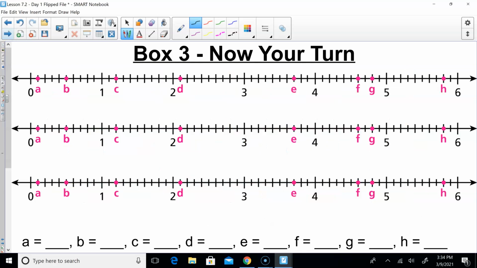And last but not least, the same thing that we did in our video will be the same thing. Can you take these and figure out which ones are equivalent fractions on those lines to figure out how many spaces there are, how can you divide them, and what numbers those are, and which ones are equivalent to each other?